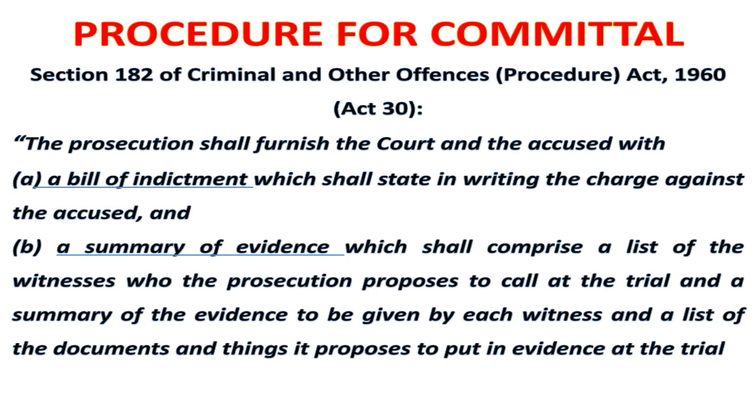So for indictable offenses, we don't have anything like charge sheets. A charge sheet is used when it's a summary trial. But if it's an indictable offense, what you serve the accused person and the court with is a bill of indictment and a summary of evidence. The bill of indictment is what will state in writing the charge against the accused person, and a summary of the evidence, which shall comprise a list of the witnesses who the prosecution proposes to call at the trial. Not just the witnesses, but you must summarize the evidence that each witness is about to give.